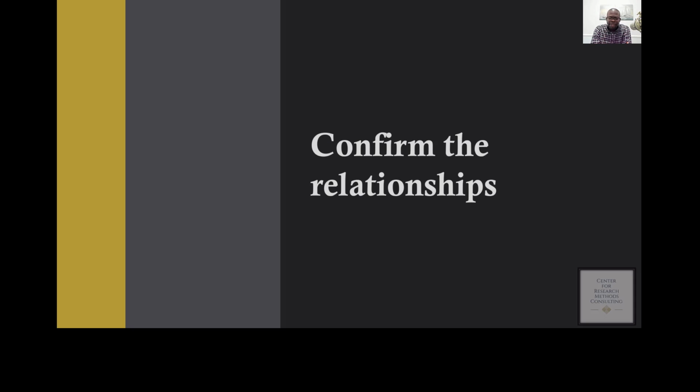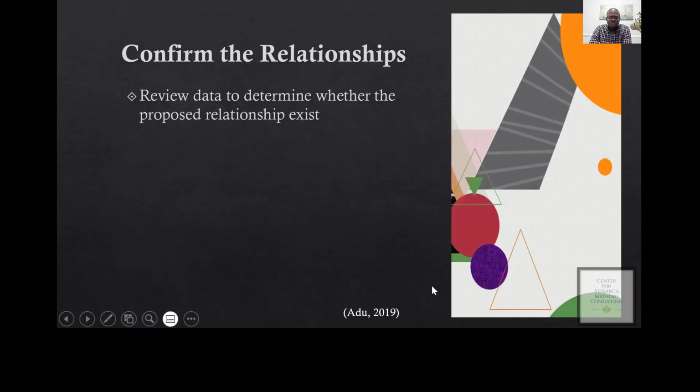So the final step is to confirm the relationship that you have proposed, right? And you confirm the relationship by comparing what you have with what is in the data. I think this one is so important, because if you don't do that, you may be tempted to come up with a relationship between themes that has nothing to do with the data that you have.